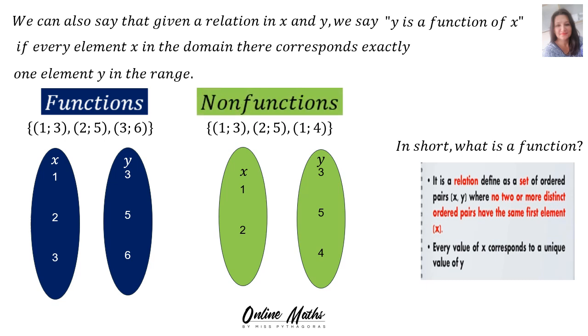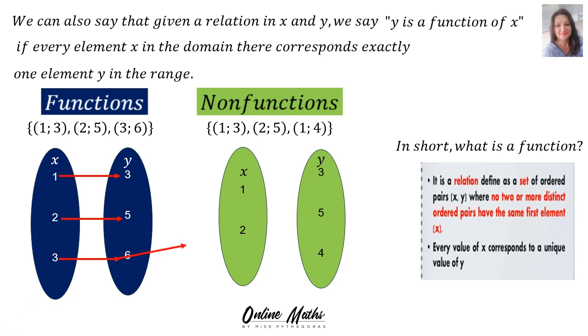Now let's investigate. A function, we say, for every x there is only one corresponding y value. So therefore, in the blue function, for the 1, the corresponding y value is 3, only one y value. For 2, the corresponding y value is 5, and then for 3, the corresponding y value is 6. That's a function.